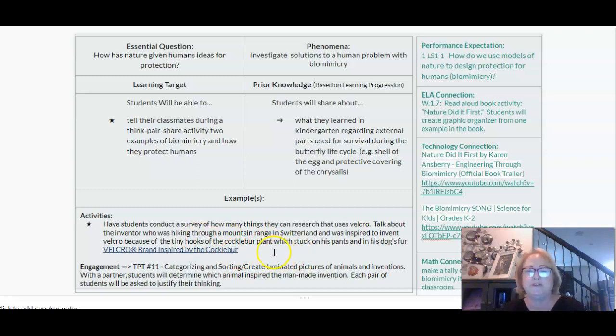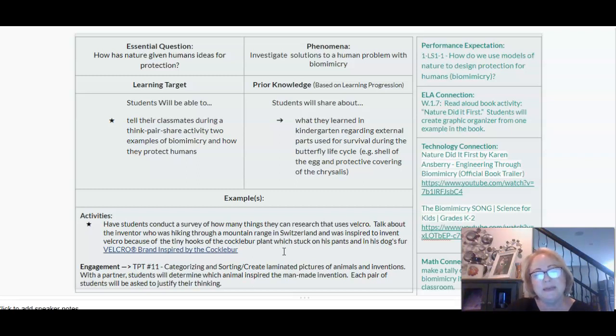One example of an activity would have students conduct a survey of how many things they can research that use Velcro, for instance, shoes, backpacks, and we will talk about the inventor who was hiking through a mountain range in Switzerland and was inspired to invent Velcro because of the tiny hooks of the cocklebur plant, which stuck on his pants and in his dog's fur.